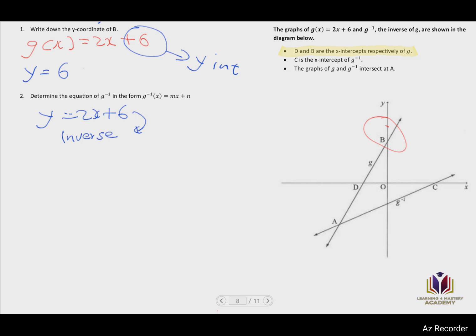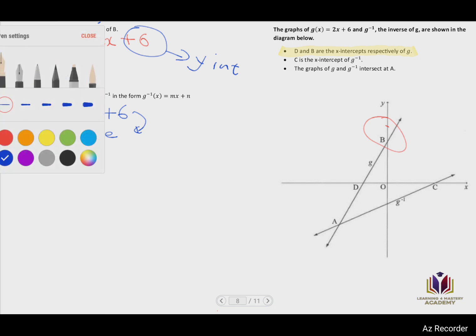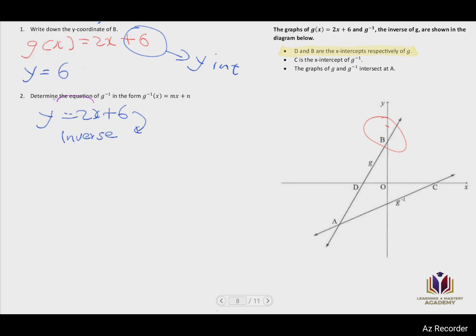You swap the x and the y, okay? So this is what's going to happen. The x goes that side where the y was, and then the y comes over here. So it's going to be x equals 2y plus 6. Then from here, as they have alluded, you have to make the y subject of the formula, okay?